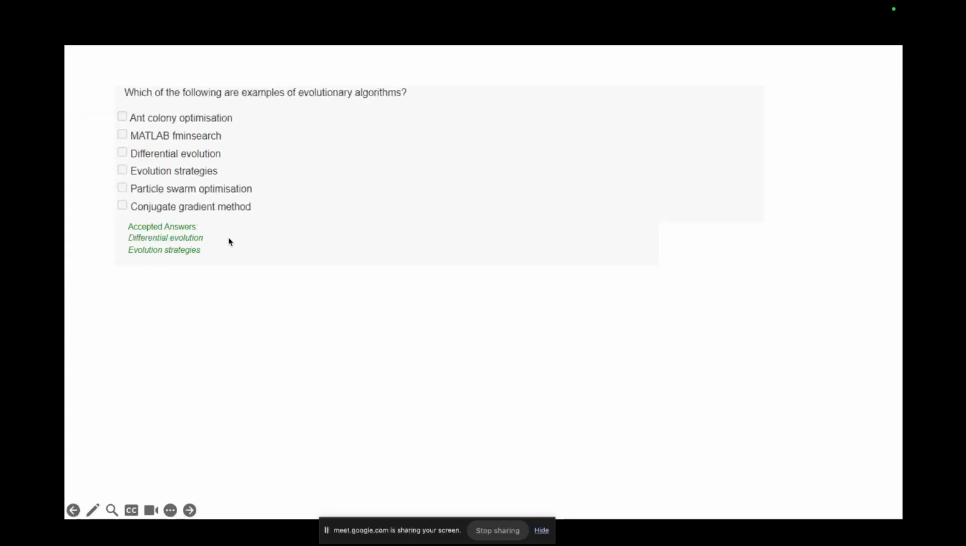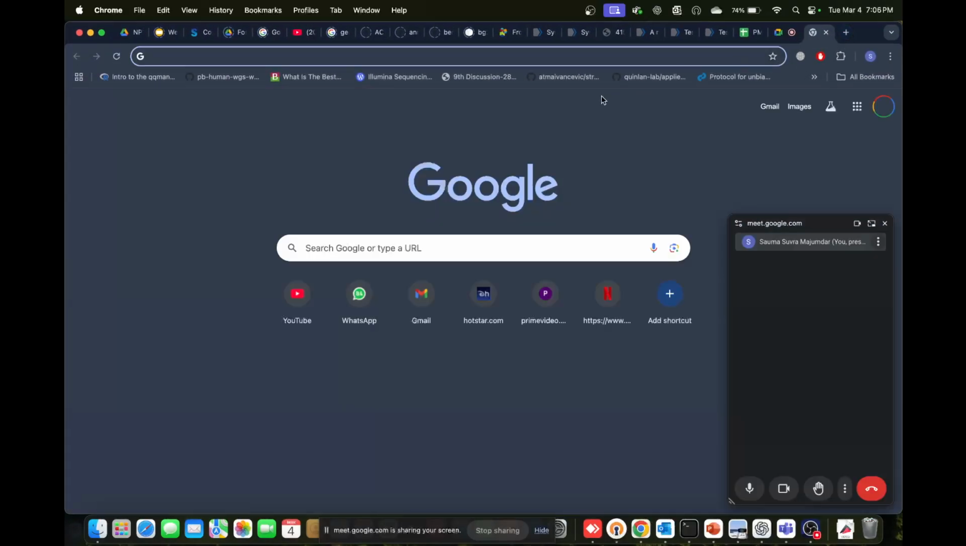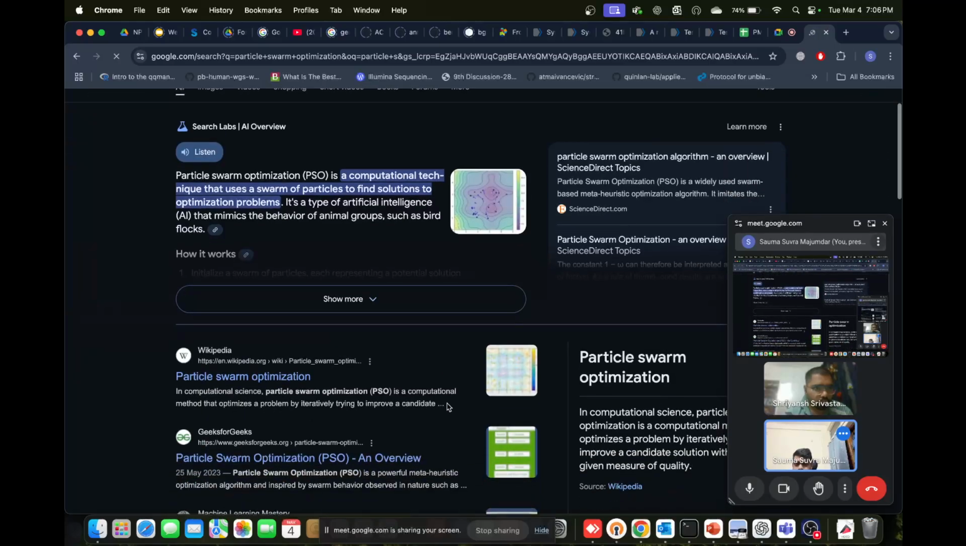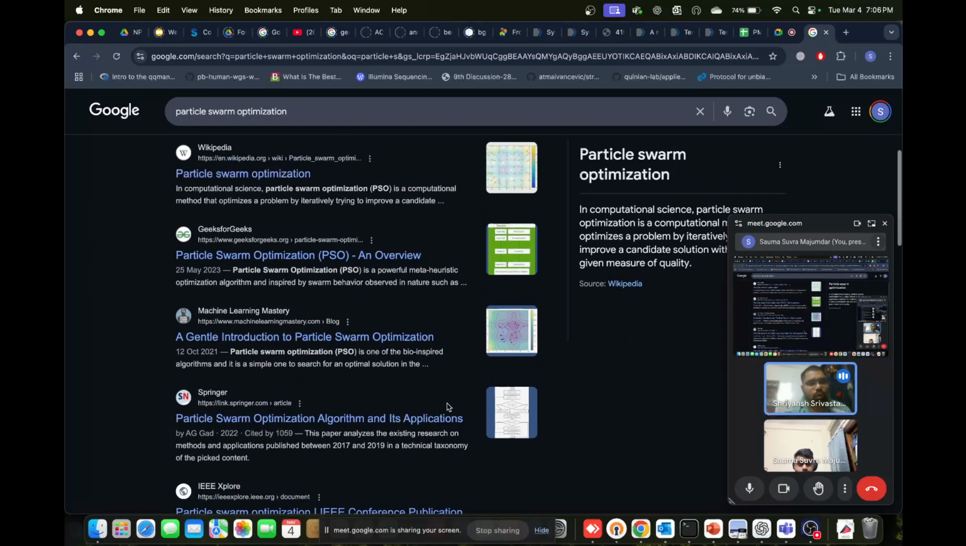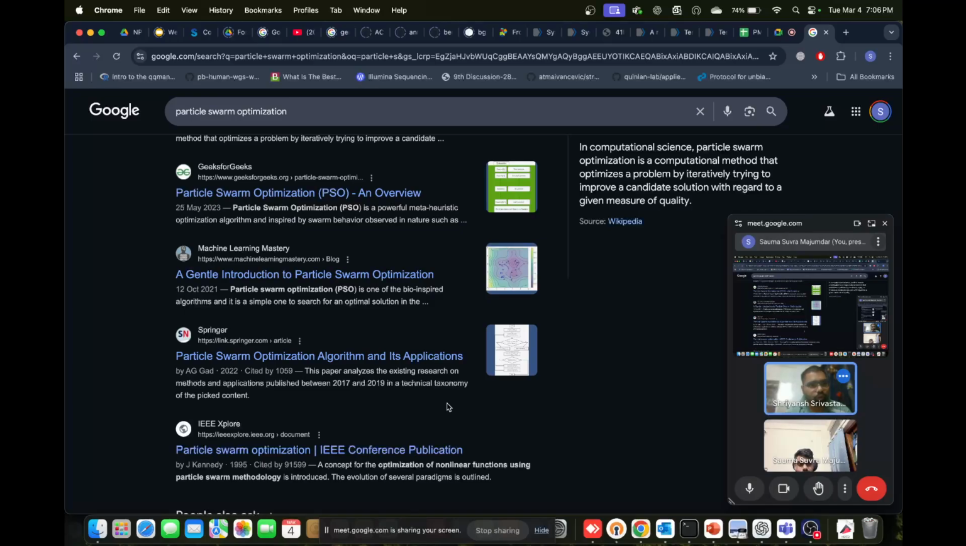Pattern search is a direct search method, right? It's not evolutionary. I'm not sure about particle swarm optimization. Let me search this. I think particle swarm is a direct search method, but not a genetic, evolutionary algorithm based direct search method. But I think it's an iterative method only.